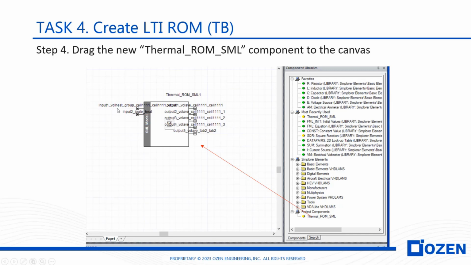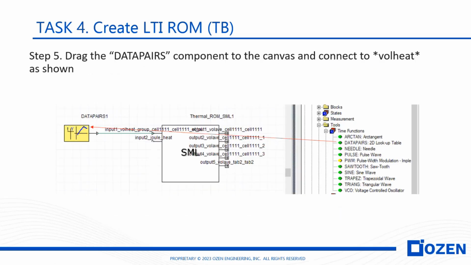So what we have is we have our 2 inputs, volumetric heat and joule heat, and then actually in this case an additional fifth temperature as well, just as a check. All right. So moving on.